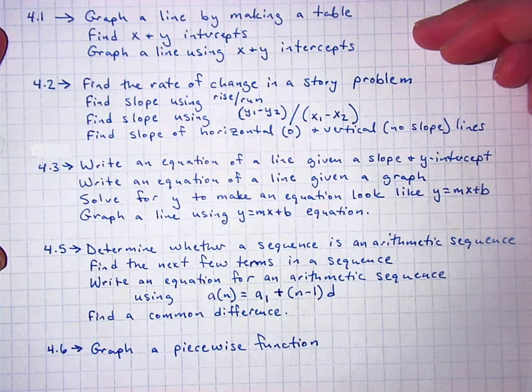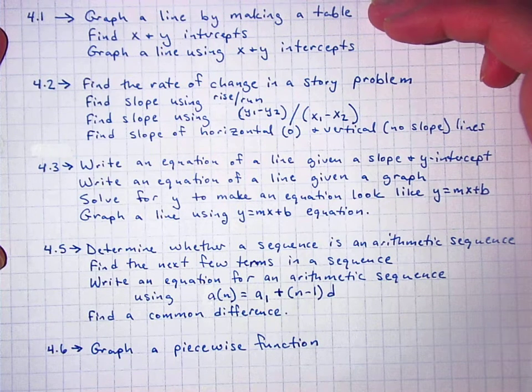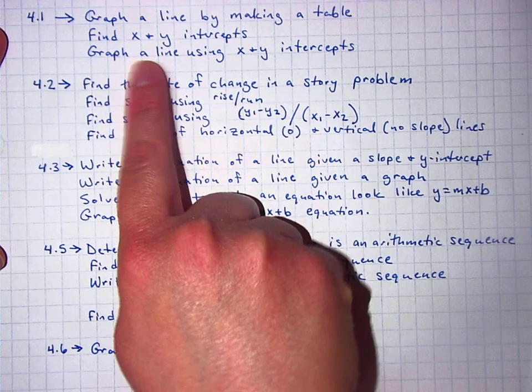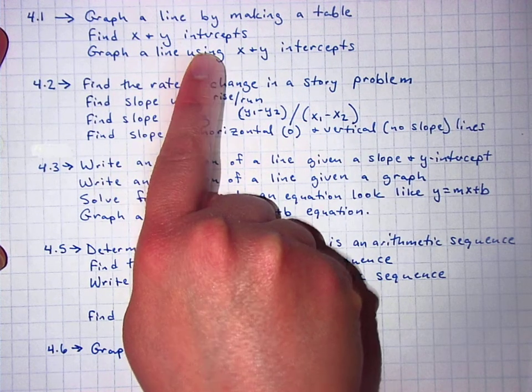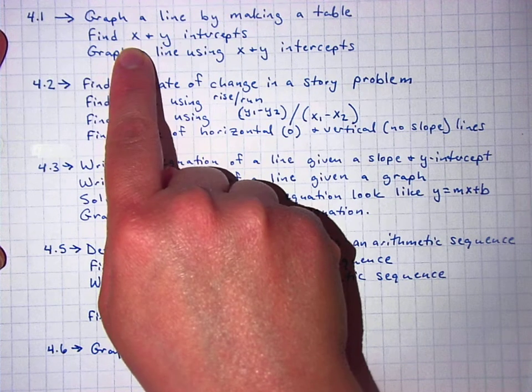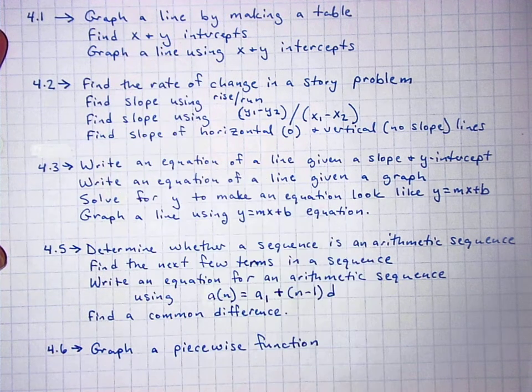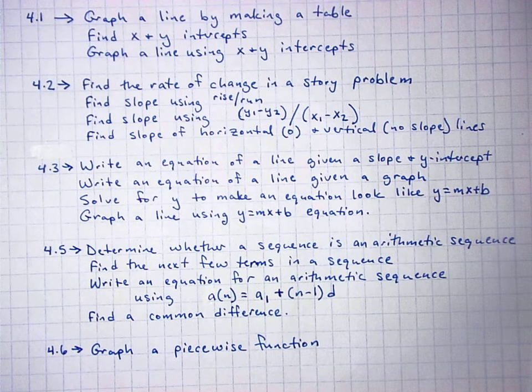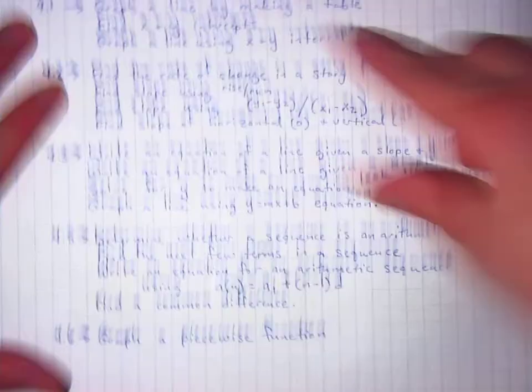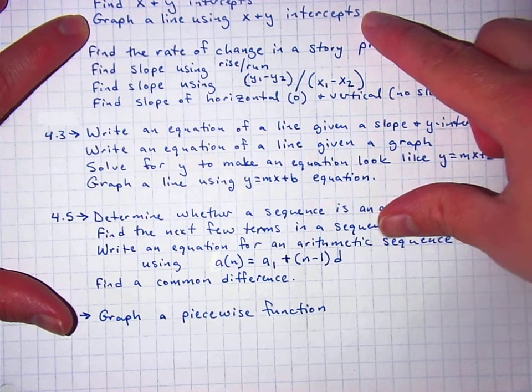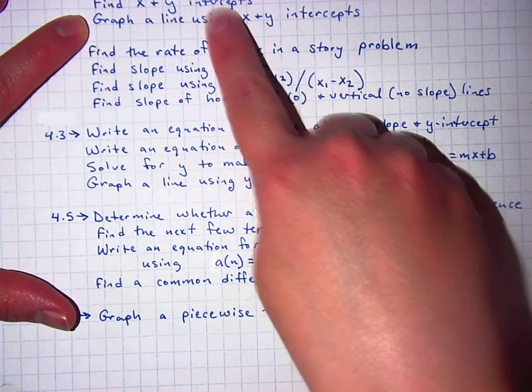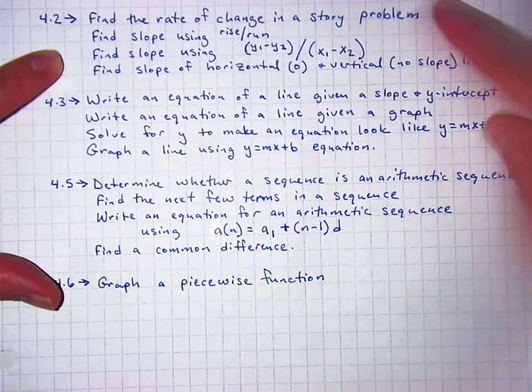In 4.1, you had to be able to graph a line by making a table of inputs and outputs, making all those points and then drawing a line through it. To find x and y-intercepts: to find an x-intercept, you plug in 0 for y and solve for x, and to find a y-intercept, you plug in 0 for x and solve for y. Then remember that you have to list the points. It's a point, not just a number. 4.1 also has graphing a line using x and y-intercepts, so that's just finding them first and then drawing a line through those 2 points.